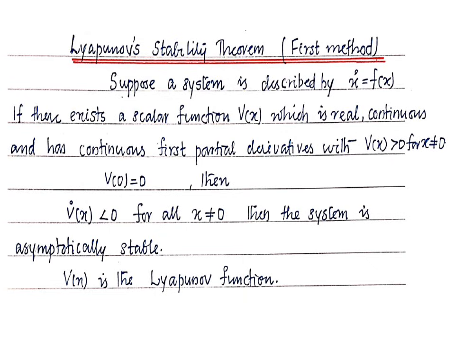We can conclude that if V of x is a positive definite function, and V dot x is negative definite, then the system is asymptotically stable.